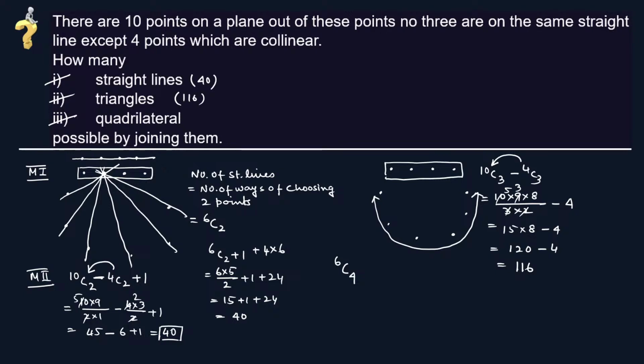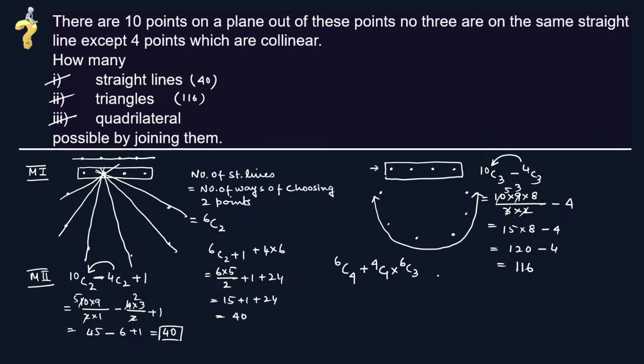Is it clear? Now, let me take 1 point from the collinear points. Only 1 point. Which point? Any of these points I am choosing, and that can be chosen in 4C1 different ways. The other 3 points I am choosing from the non-collinear points, which can be chosen in 6C3 different ways. So the number of quadrilaterals formed simply by taking 1 point from the collinear points and 3 points from the non-collinear points is 4C1 into 6C3.